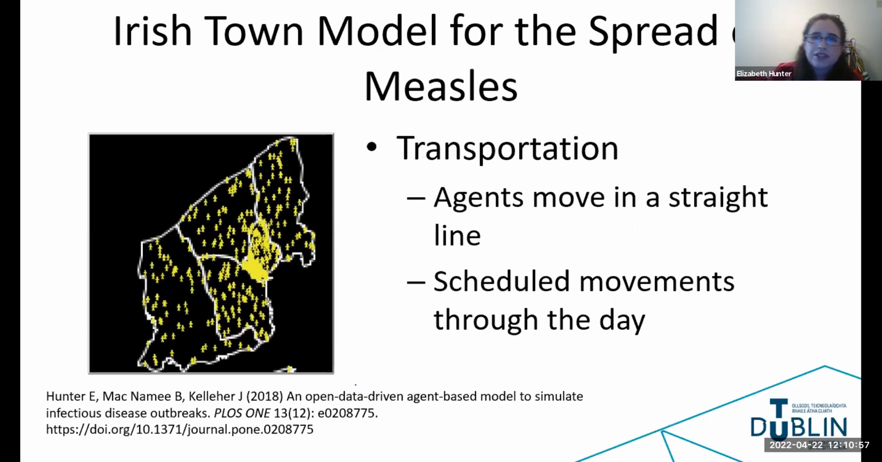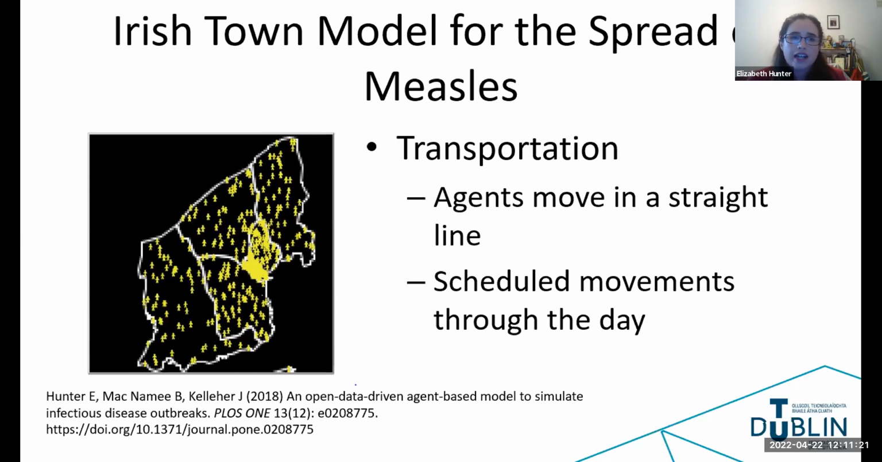And then transportation in the model. So agents move in a straight line between their current location and their desired destination. And when agents are moving throughout the community, they pick a random location within the town to move to, but they do have some scheduled movements. So those agents who are working or at school will move from home to work or home to school at a certain time of the day.